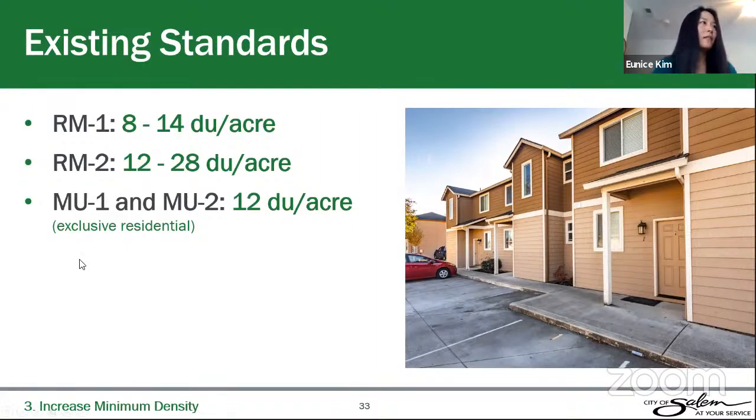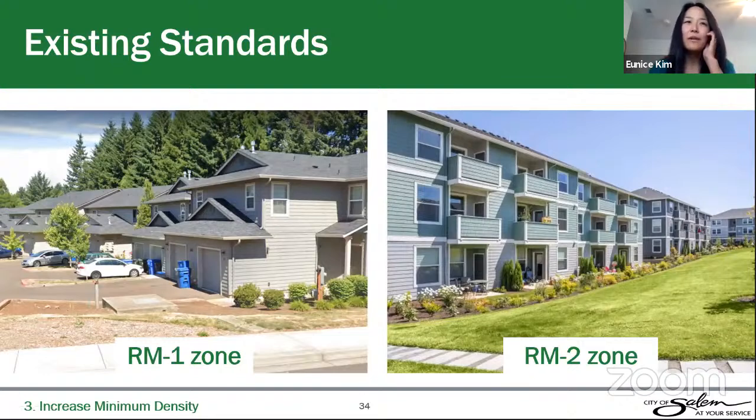And so these are some pictures to show what those densities look like on the ground. The mixed use 1 zone, this is an example of townhomes, I think in South Salem. So again, it's lower density, but most of our development is this multifamily 2 zone. This is in West Salem, where again, it's a higher density development.